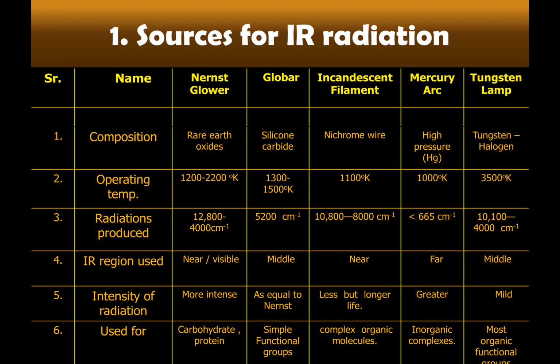Basically, Nernst glower is used to analyze qualitatively the carbohydrate and protein IR spectrum, and Globar is used for simple functional groups. Similarly, tungsten is also used for most organic functional groups. Incandescent filament is for complex organic molecules, and for the far infrared region, mercury arc is used, mainly for inorganic complexes.